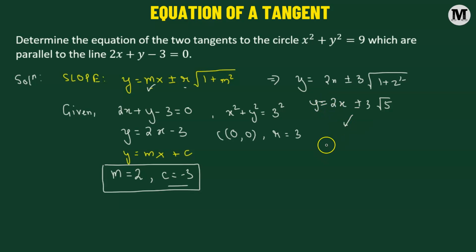So we have two equations. One of them will be y equals 2x minus 3 times the square root of 5, and the other one will be y equals 2x plus 3 times the square root of 5. Both of the two tangents are parallel to each other with a slope of 2, but with different y-intercepts.